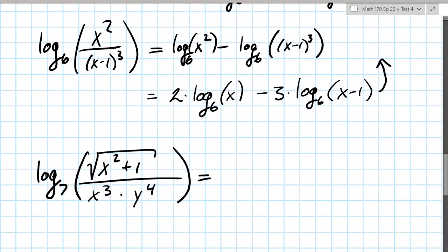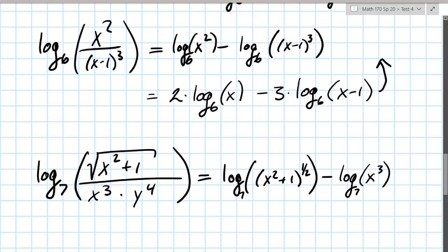I'm going to do this one all in one step. So in my head, I'm going to split this up as a division problem. And, well, I guess I'll do it in 2 steps. Log of the square root of that minus log, this is base 7 of x cubed minus log base 7 of x to the 4th.